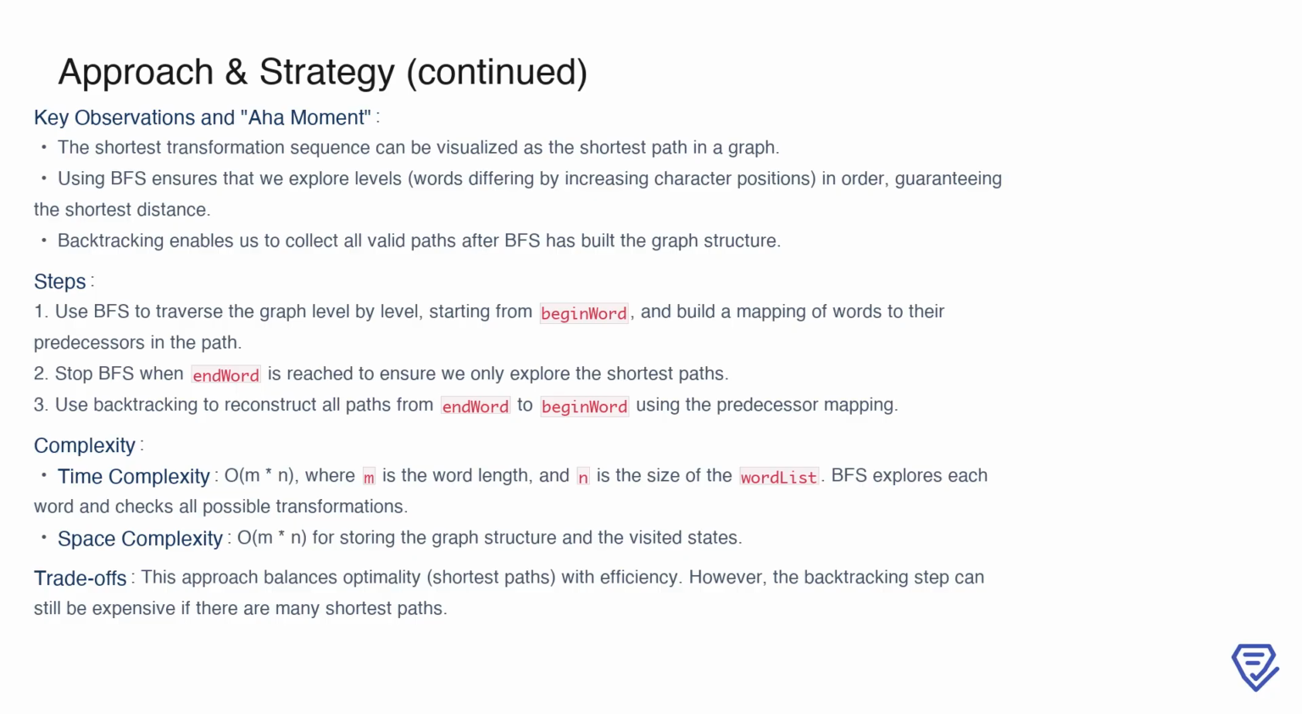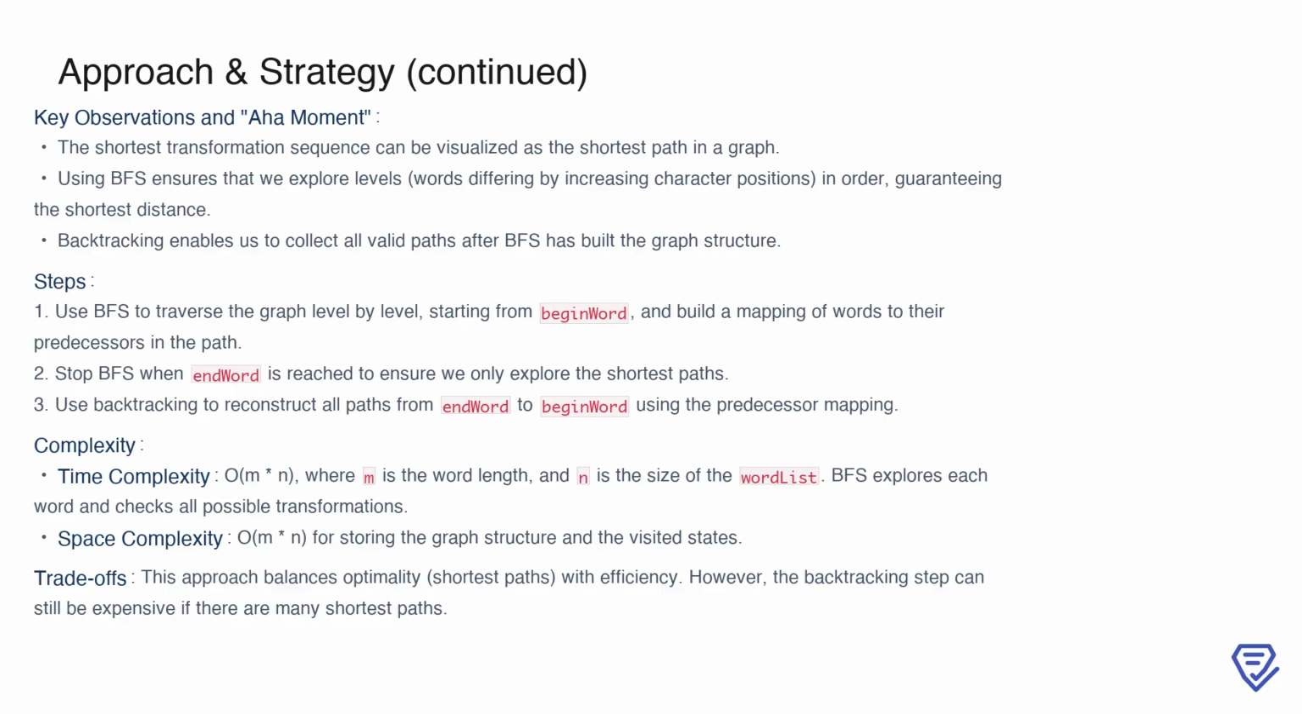Here's how the process works. First, we use BFS to traverse the graph, starting from the begin word, and build a mapping of each word to its predecessors in the transformation path. We stop the BFS as soon as we reach the end word, ensuring that only the shortest paths are considered. Then, using backtracking, we trace these paths from the end word back to the begin word, collecting all valid transformations.